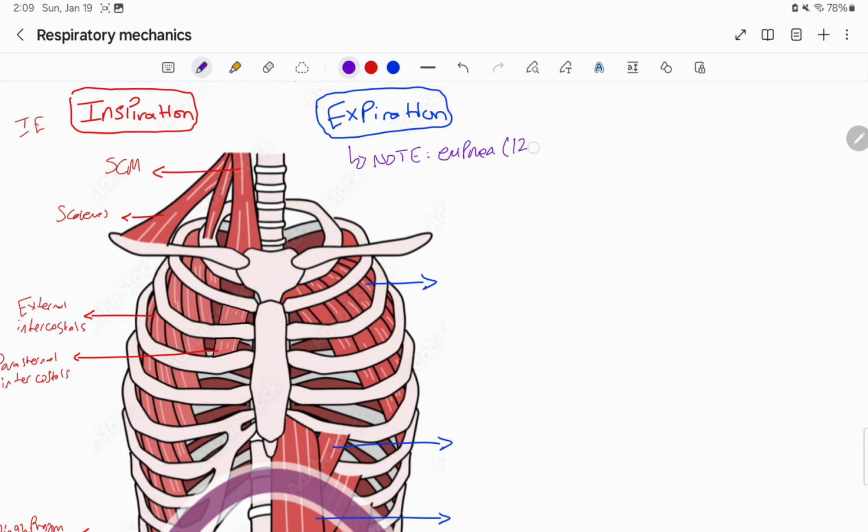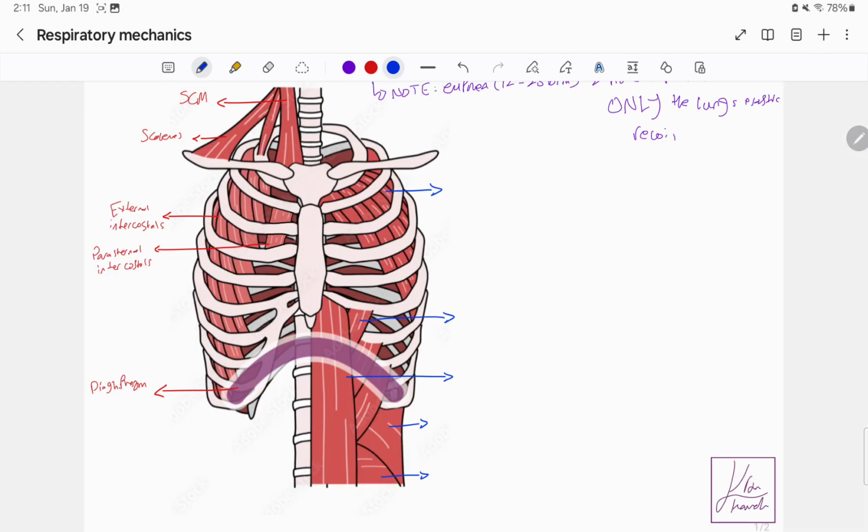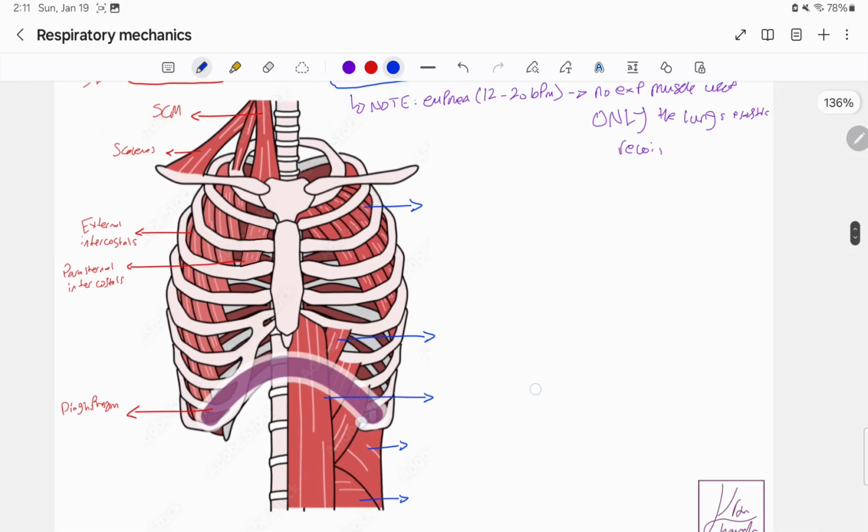And it's about 12 to 20 breaths per minute. Obviously, this can differ a bit, but this is a range, so 12 to 20 breaths per minute. And the important thing to realize here is that during eupnea, or regular, normal, quiet breathing, there are no expiratory muscles used. It is only the lung's elastic recoil. Elastic recoil. Okay, that's important. That's very important.